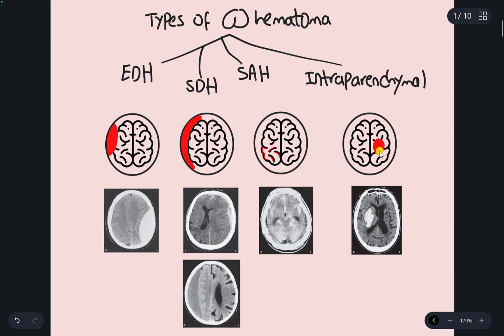Intraparenchymal hematoma occurs within the parenchyma of the brain. This is a spontaneous intraparenchymal hematoma, a basal ganglia hematoma. Sometimes it has an intraventricular extension.